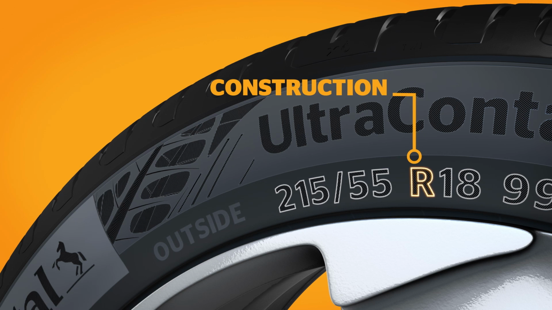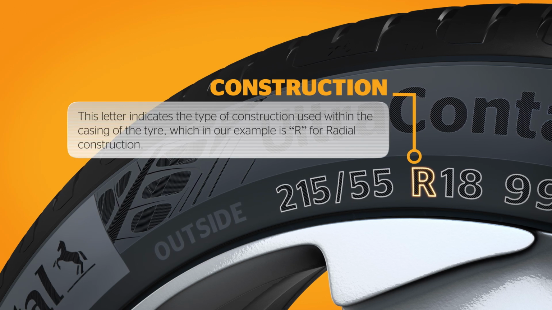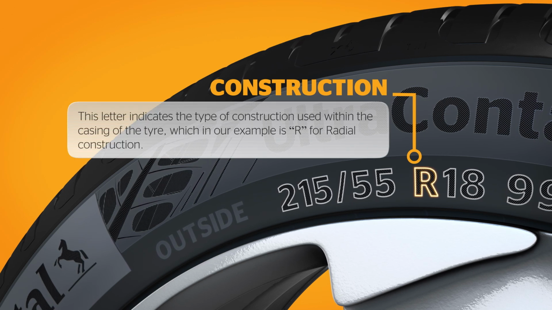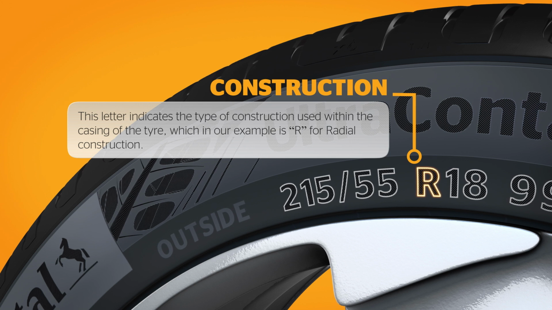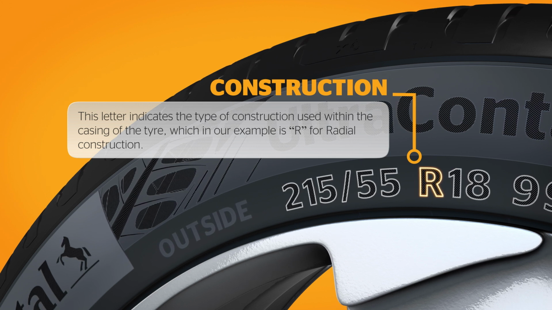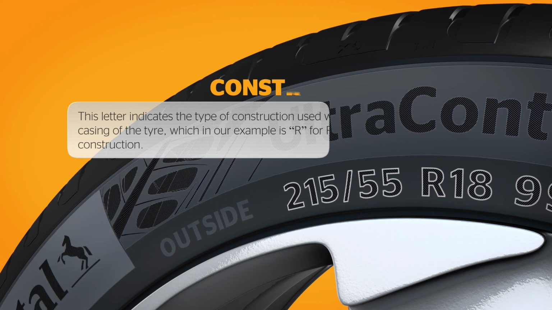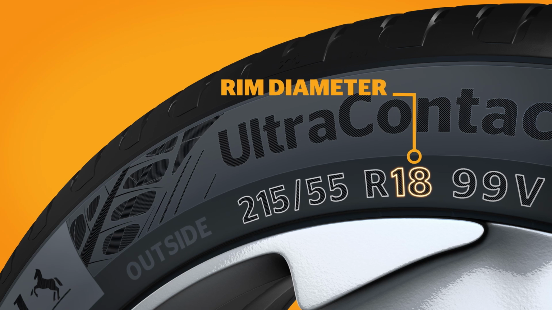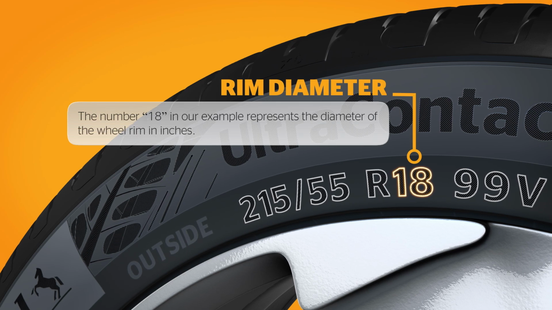This letter indicates the type of construction used within the casing of the tyre, which in our example is R for radial construction. Other examples are D for diagonal construction. The number 18 in our example represents the diameter of the wheel rim in inches.